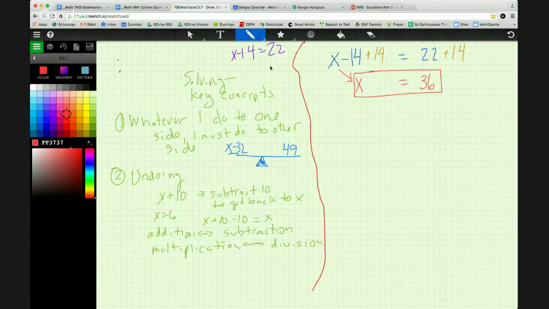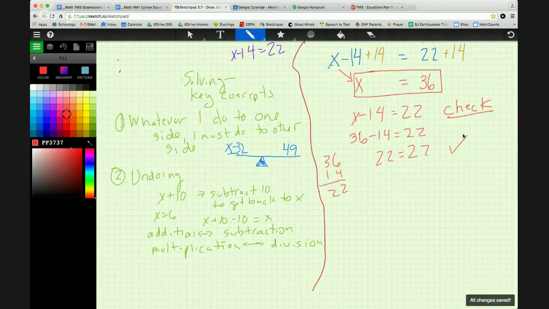Now, to check my answer, I have to go back to my original equation and put my 36 in for x. So I'll say 36 minus 14. Does that equal 22? Well, let's see. 36 minus 14 is 22. Yes, it does. So that's how we solve a one-step algebraic subtraction equation.